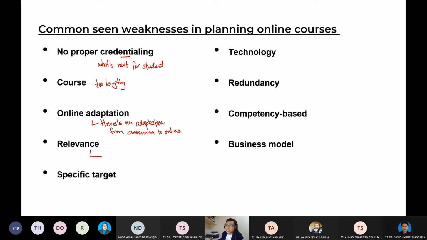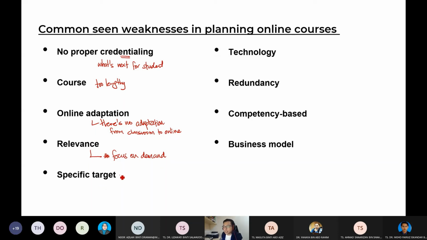Okay, and then we need to have a specific target. Focus on demand. So look at in-demand courses, like programming, for example. That must be in high demand. So look for what's the problem out there, how can we solve it? Not just to showcase our specialty or whatever.